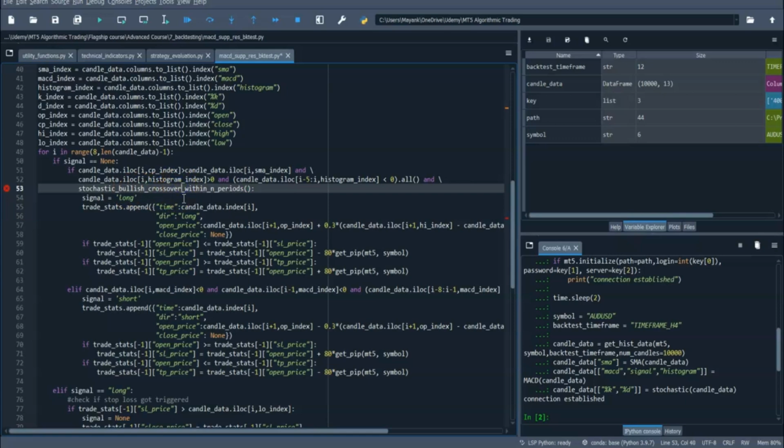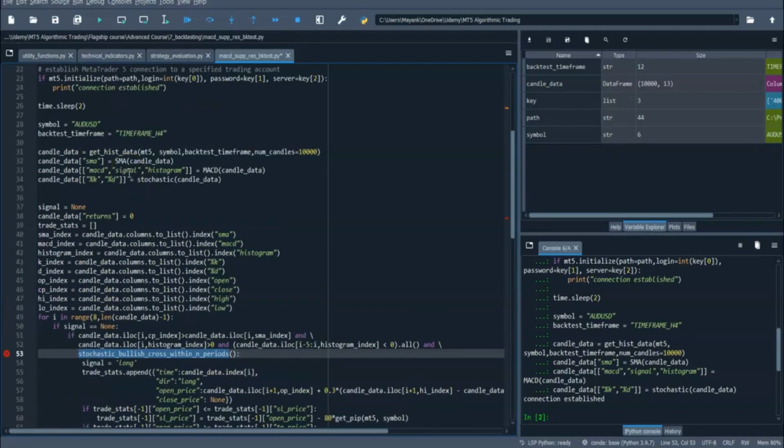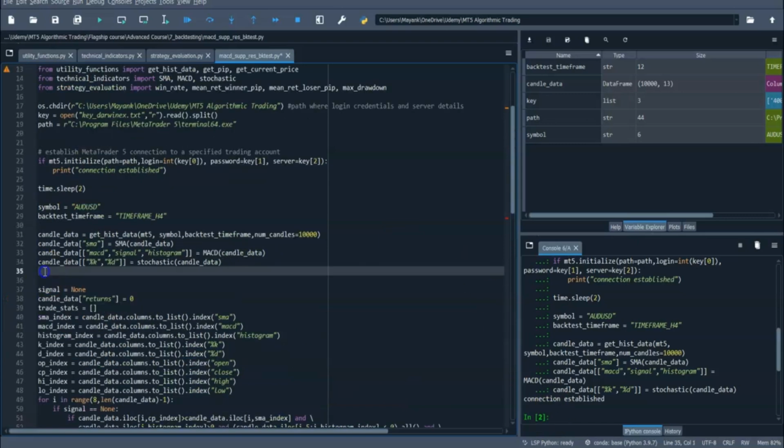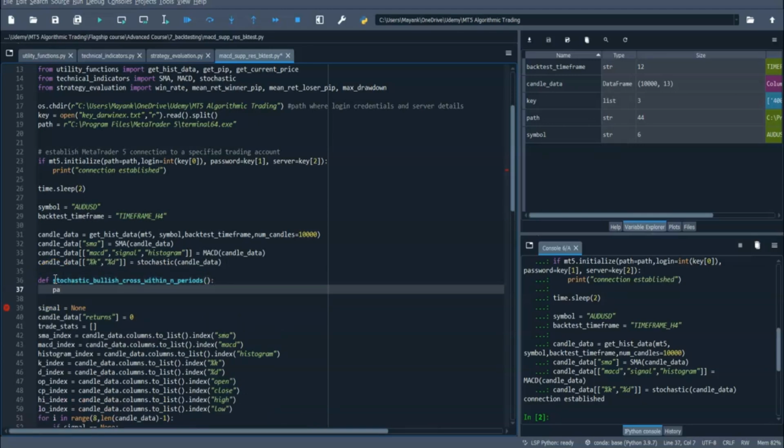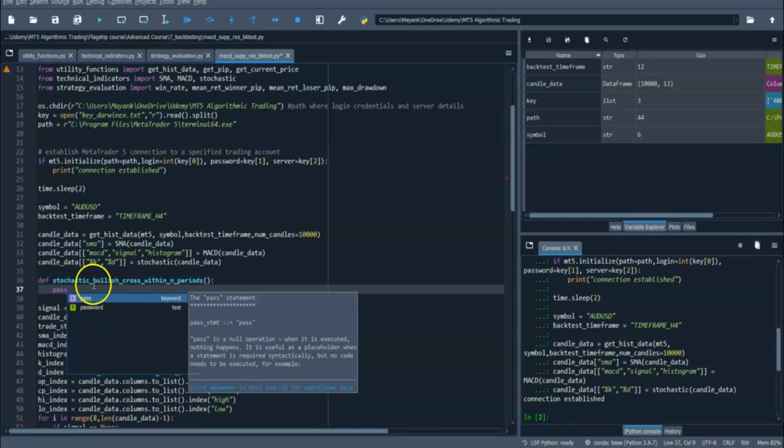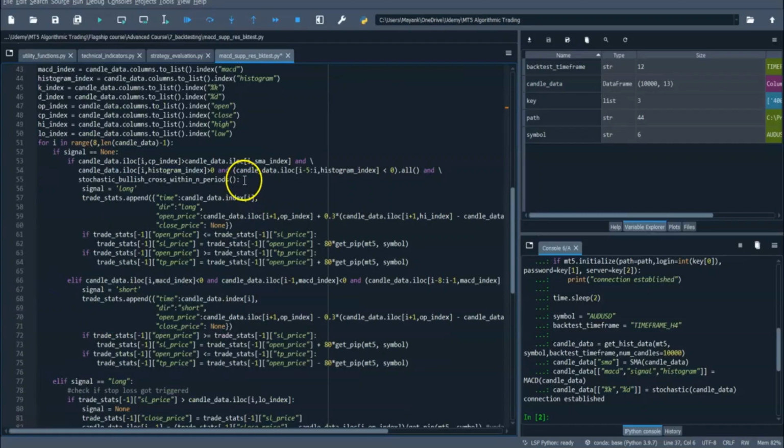Let me make it a bit smaller name: stochastic bullish cross within n periods. This is intuitive enough. Let me create a placeholder function right now. We'll implement it later. So define the function, and right now let me just use the pass statement here. So these are all the three conditions. If that happens, we get signal as long.